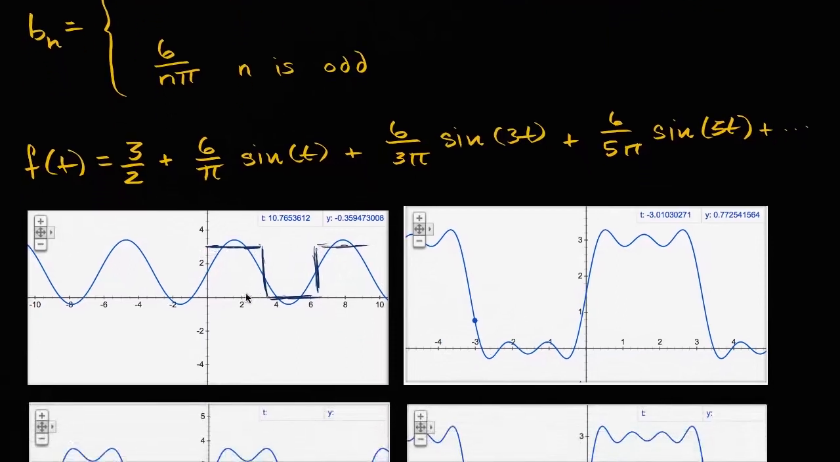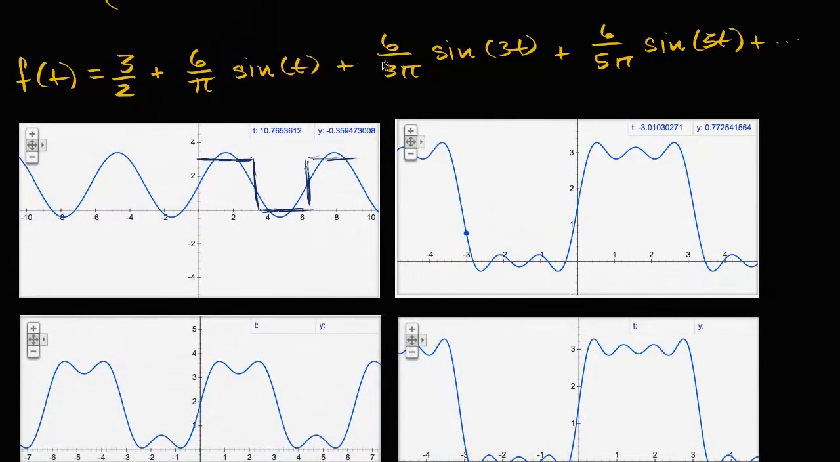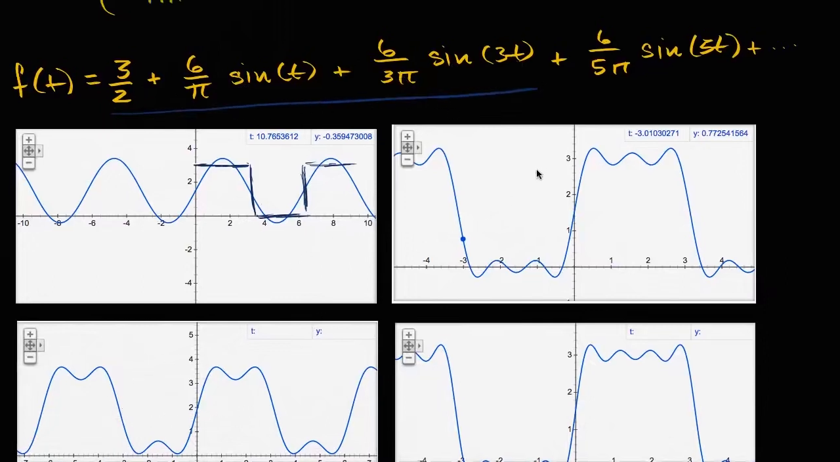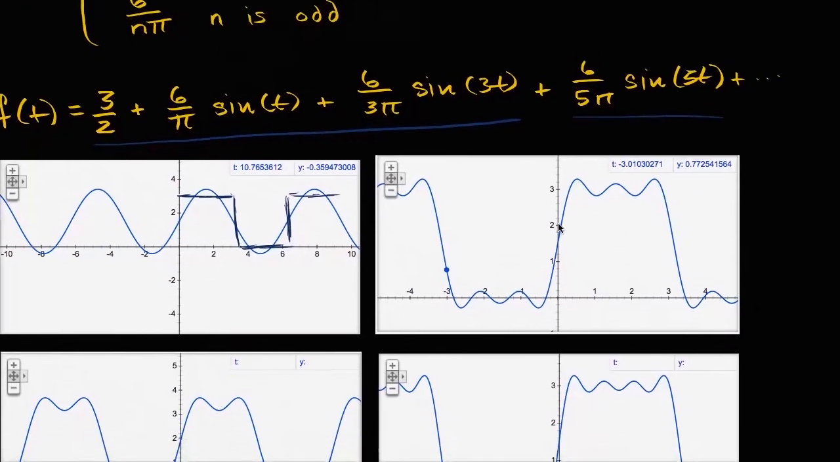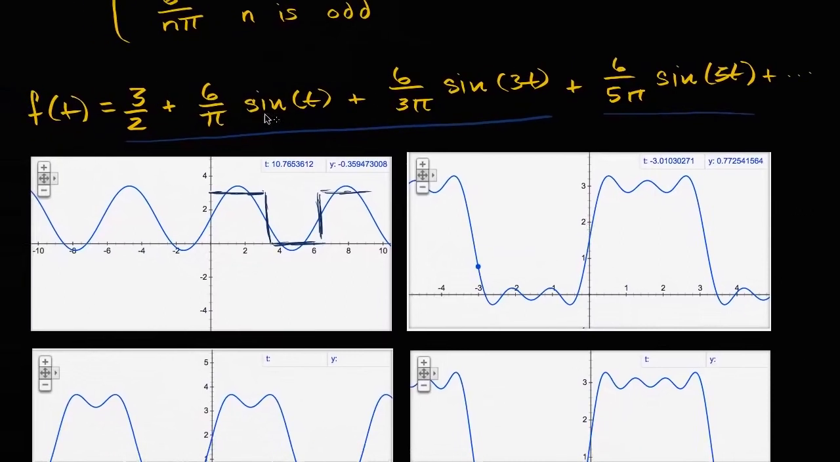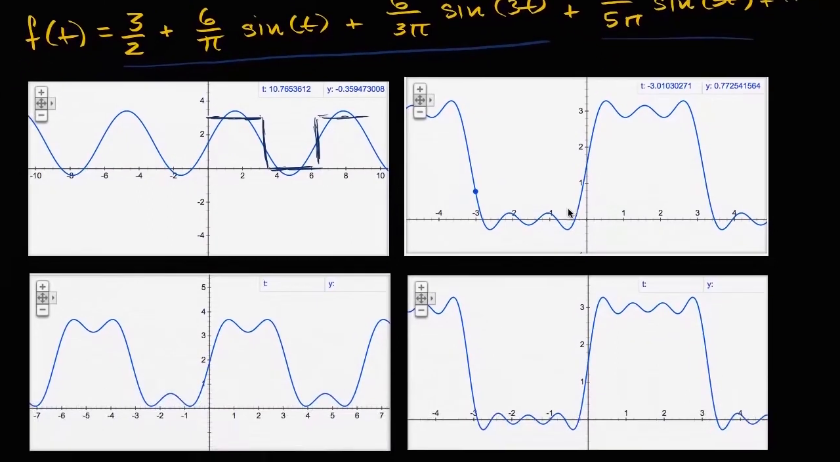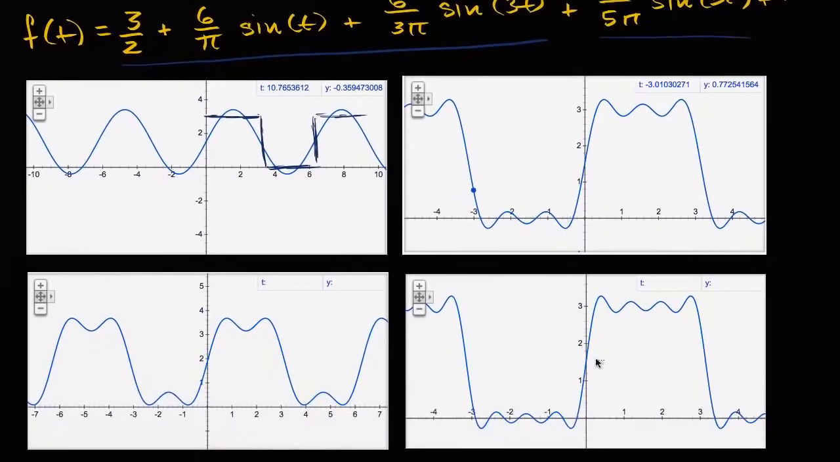But then as soon as you get to 3 terms, if you add the 6 over 3 pi sine of 3t to the first 2 terms, now it's looking a lot more like a square wave. And then if you add the next term, it looks even more like a square wave. And then if you add to what we already wrote down here 6 over 7 pi times sine of 7t, it looks even more like a square wave. So this is pretty neat. You can visually see that we were actually able to do it, and it all kind of just fell out from the mathematics.